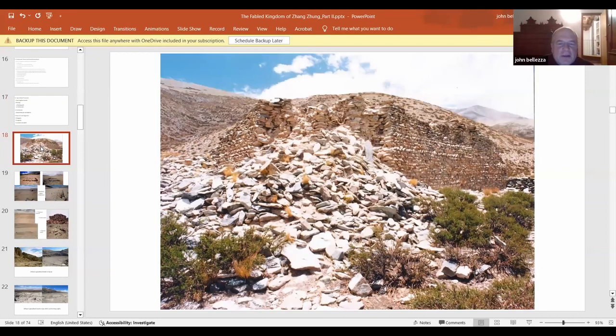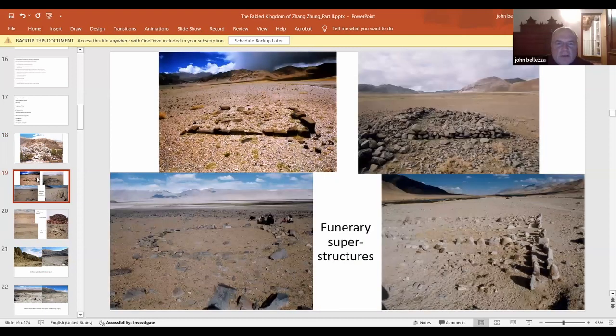This is the slide we didn't see last time. This is part of one of those giant necropolises, one of the temple tombs, appended to hundreds, in some cases, thousands of standing stones. So this is where we left off last time. So let's continue here. So here's some of the types of tombs and funerary structures, superstructures found in Upper Tibet.